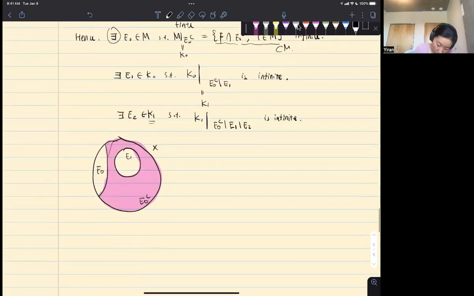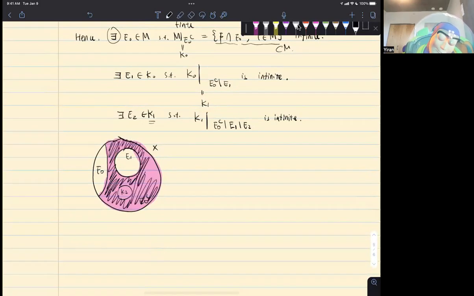And on the picture, the pink area is K1, right? The pink area is K1, and we select E2 from K1. Okay. And E0 complement minus E1 minus E2 is this region. So do you see the pattern? Because we firstly pick E0, and then we pick E1, and then we pick E2. I'm sorry, this should be E2, and we pick E2.